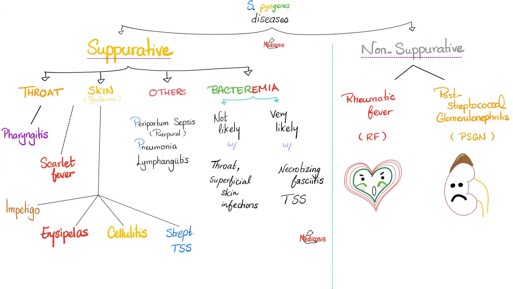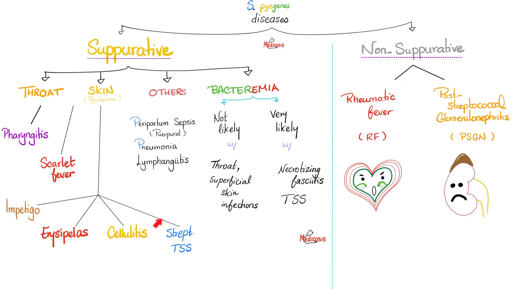Today we're not talking about the characteristics, but the diseases caused by Streptococcus pyogenes. We divide them into two big groups: suppurative diseases. What does suppuration mean? Pus formation. And non-suppurative diseases. Pus or no pus? This is the question.